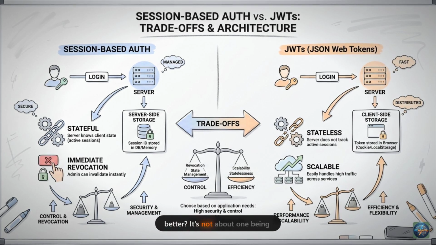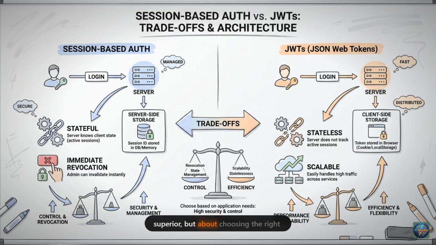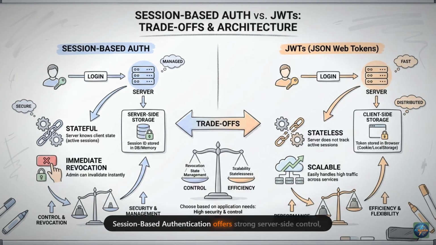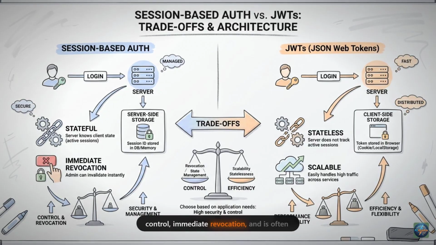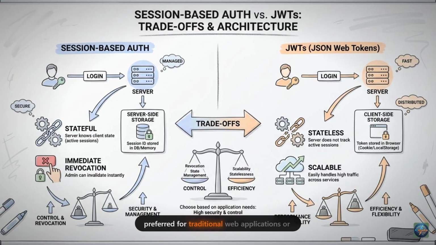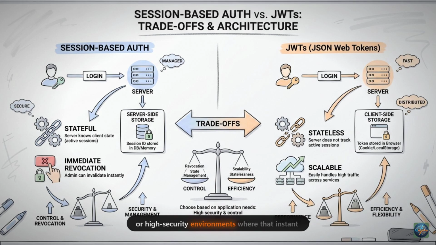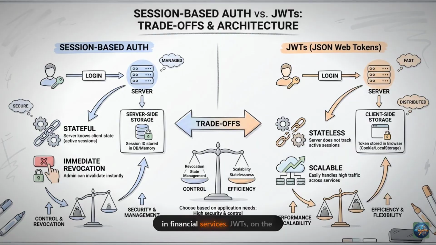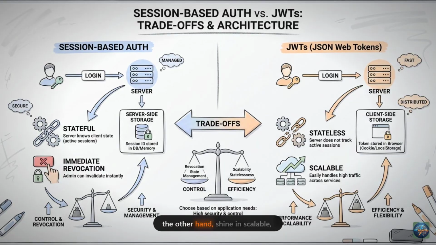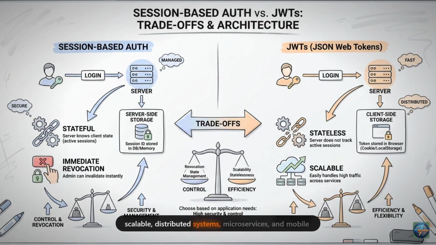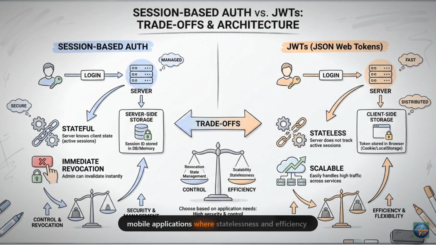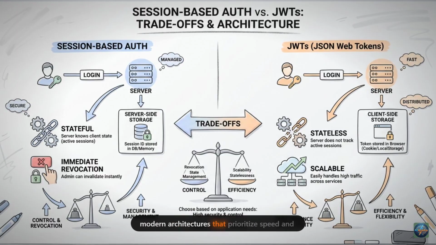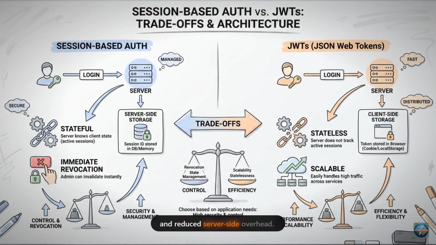It's not about one being superior, but about choosing the right tool for the job. Session-based authentication offers strong server-side control, immediate revocation, and is often preferred for traditional web applications or high-security environments where that instant shutdown capability is paramount, like in financial services. JWTs, on the other hand, shine in scalable, distributed systems, microservices, and mobile applications where statelessness and efficiency are key. They're excellent for modern architectures that prioritize speed and reduced server-side overhead.